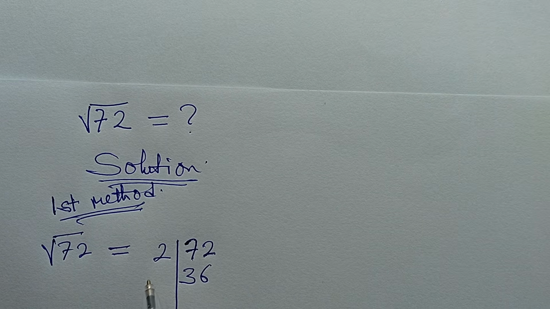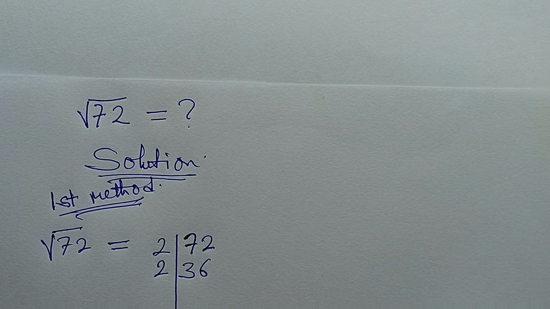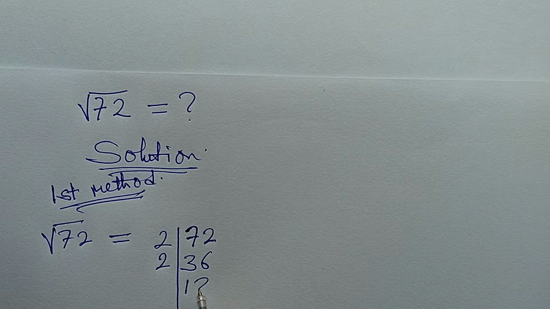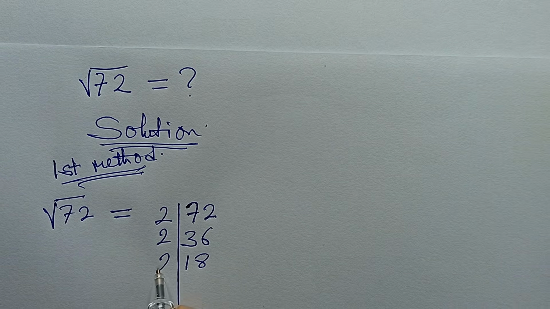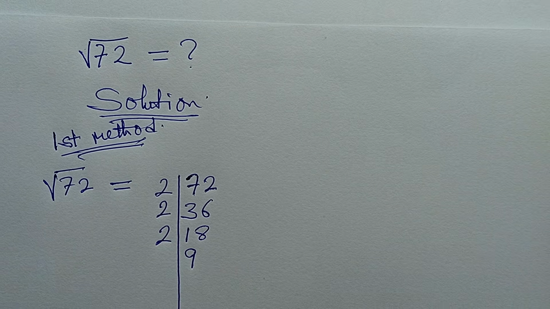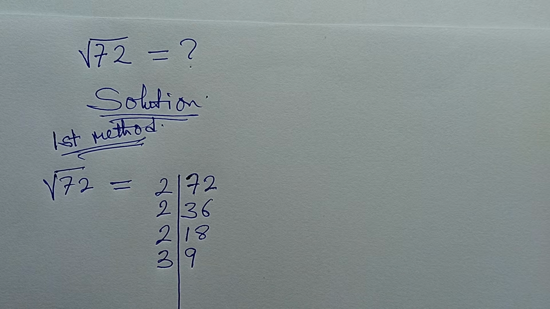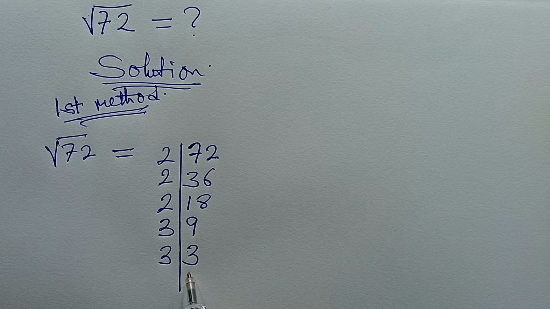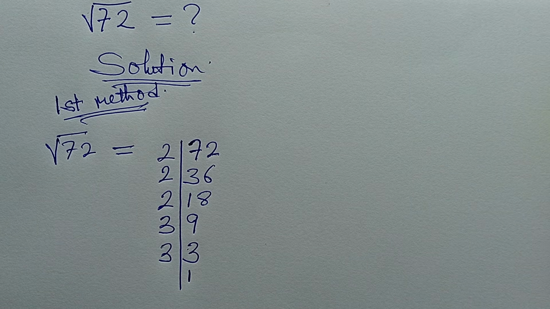Good. 2 can equally go again, so if we use 2 to divide 36, that will give us 18, and if we use 2 again to divide this, that will give us 9. But 2 cannot go into 9 again, so 3 goes into it and gives us 3. The 3 here again will give us 1. Now we have to group them, right?